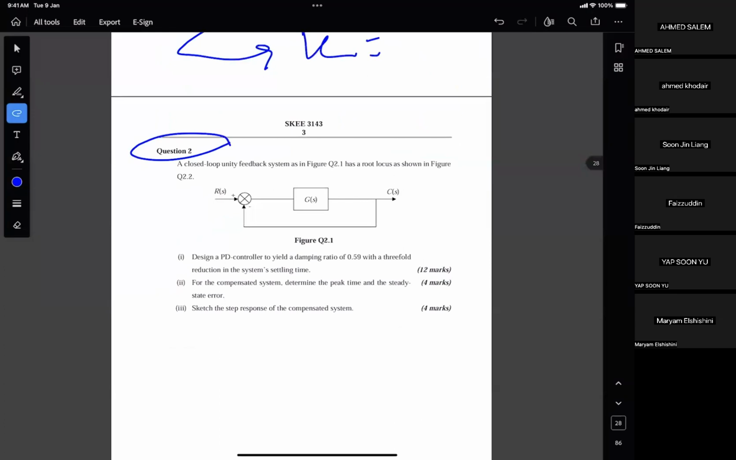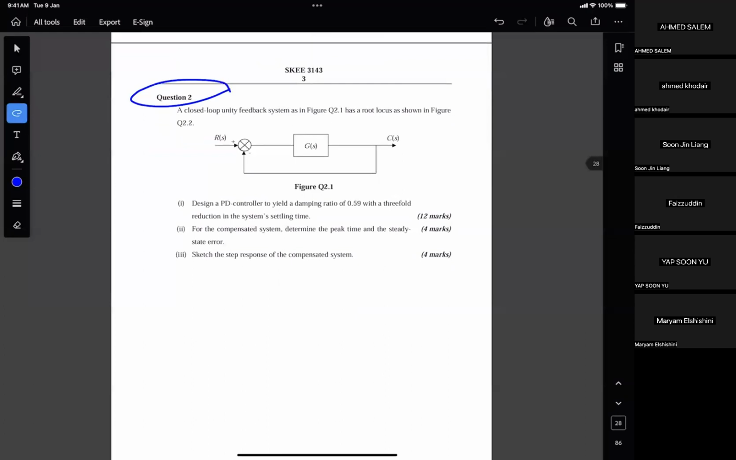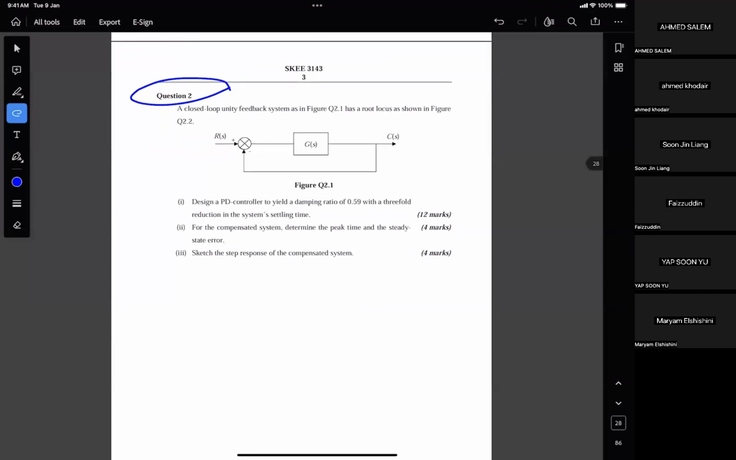A closed loop unity feedback system as in figure Q2 has a root locus as shown in figure Q2.2. One designed a PD controller to yield a damping ratio of 0.59 with a 3-fold reduction in the system settling time. Two, for the compensated system, determine the peak time and the steady state error. Third, sketch the step response of the compensated system.